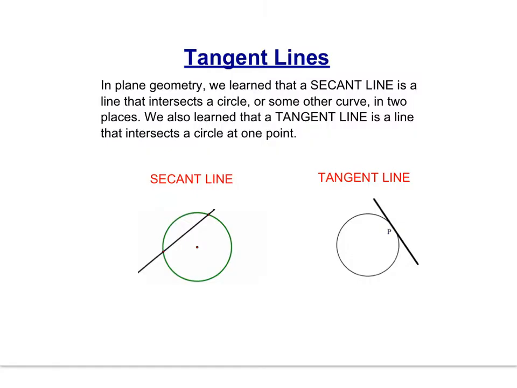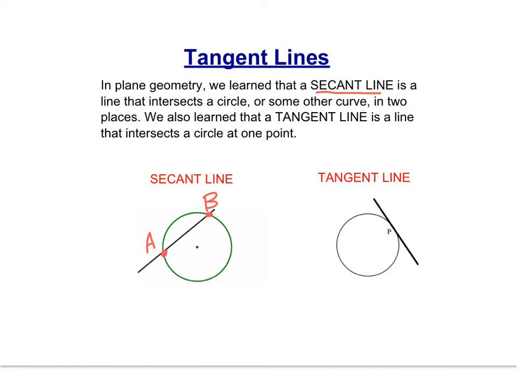So first of all, let's talk about tangent lines. Well, in plane geometry, we learned that a secant line is a line that intersects a circle or some other curve at two places. So you can see here in this diagram, we have a circle with a secant line, and the secant line has two endpoints. So for example here, endpoints A and B would define the secant.